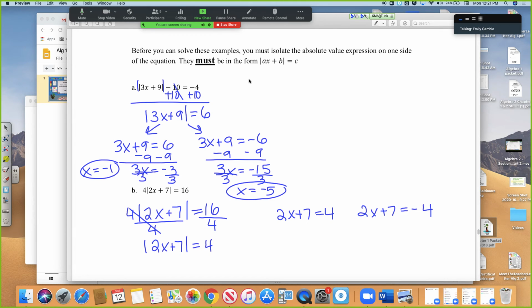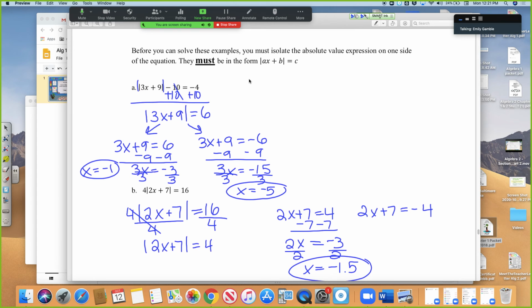Now once you have that, you do the same 2 steps to solve because it's the same equation essentially. You subtract both sides by 7. You get 2x equals 4 minus 7 is negative 3. And then when I divide by 2, I'm going to get negative 1.5 as an answer, or negative 3 over 2, or negative 1 1/2. It's up to you how you would want to write it. I'm just going to put negative 1.5.